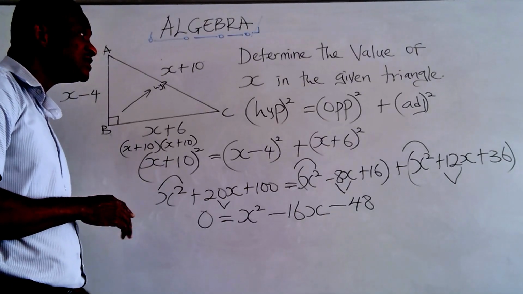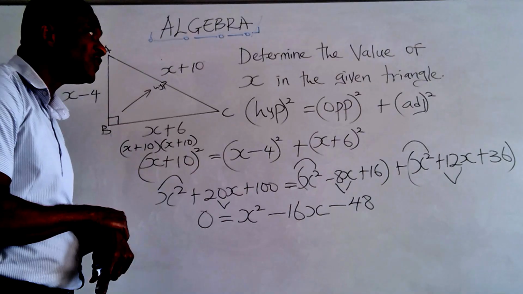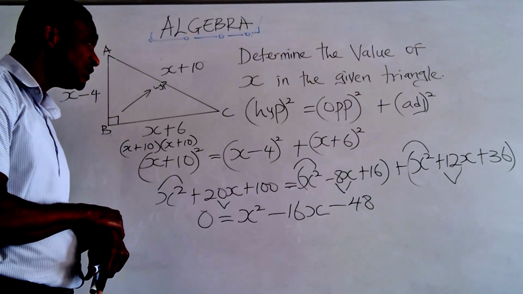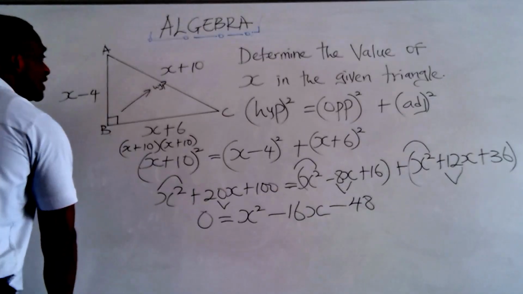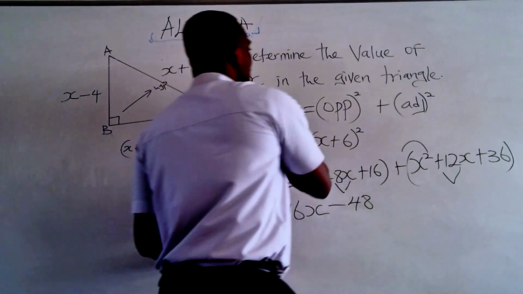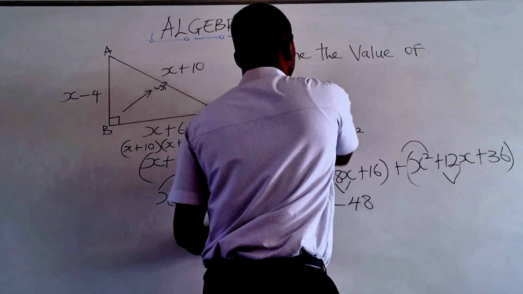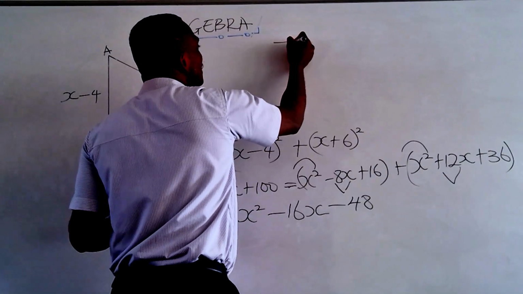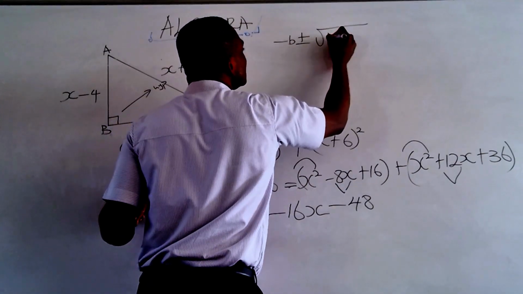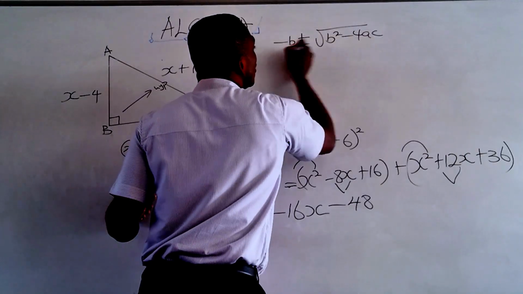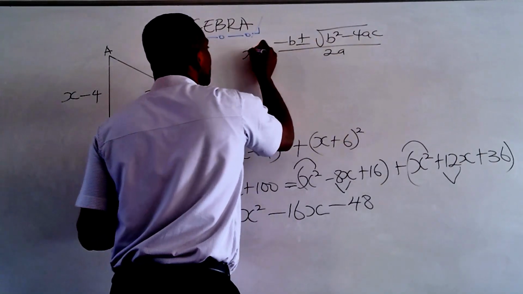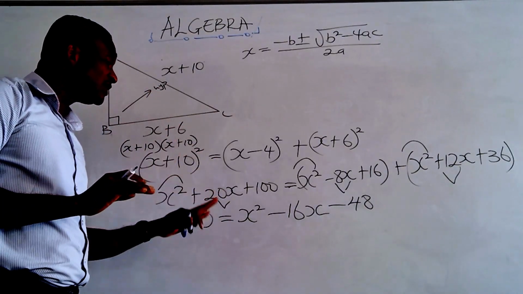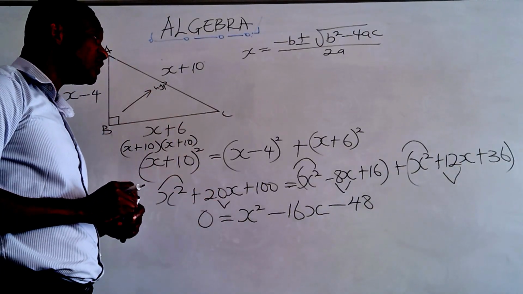So what we can do is, if factorization is not working for us, we go through the quadratic formula. So let's do this. The quadratic formula says that x equals minus b plus or minus the square root of b squared minus 4ac, over 2a. If you are struggling with the factorization, that is what you do.